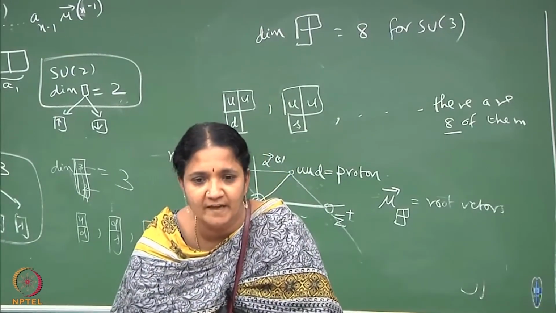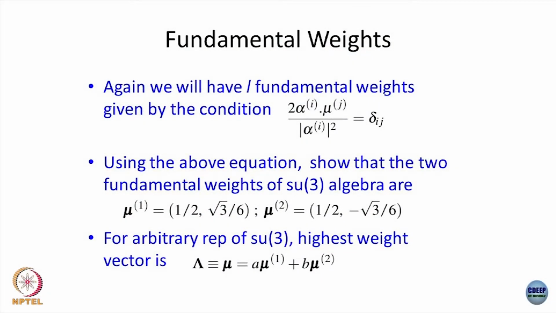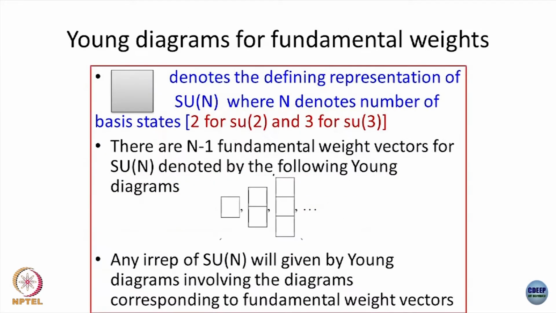So, let me get to the slide back again. For an arbitrary representation of SU3, any irrep, the highest weight of an irrep will have a number of single boxes, A of them, and a number of double vertical boxes, B of them. Clear? Okay, so this is summarizing my Young diagram way of looking at it.